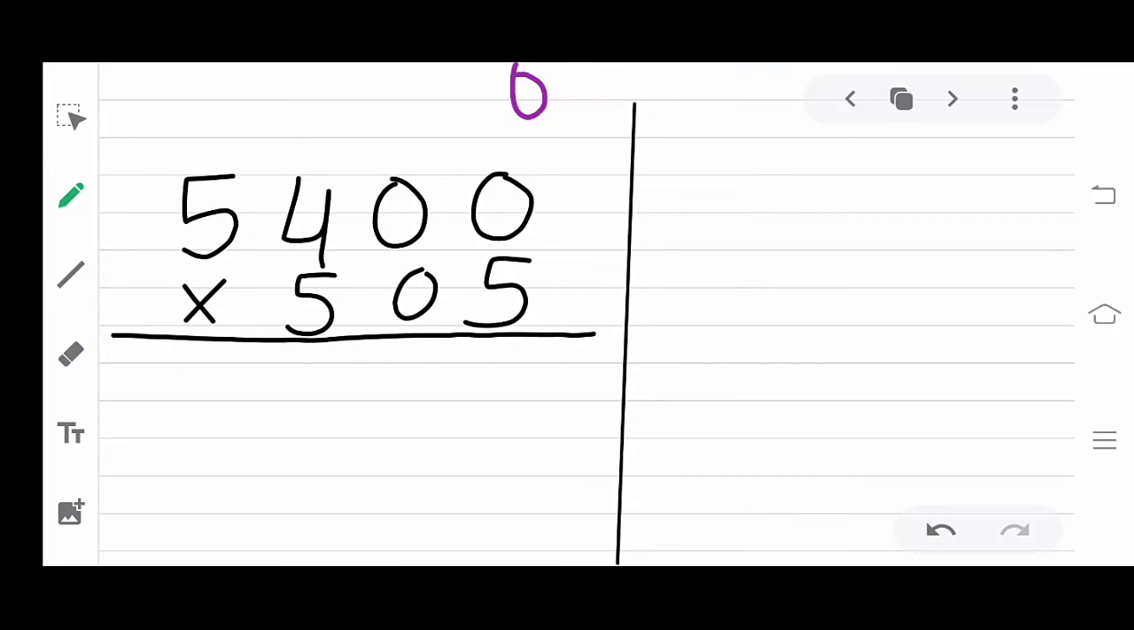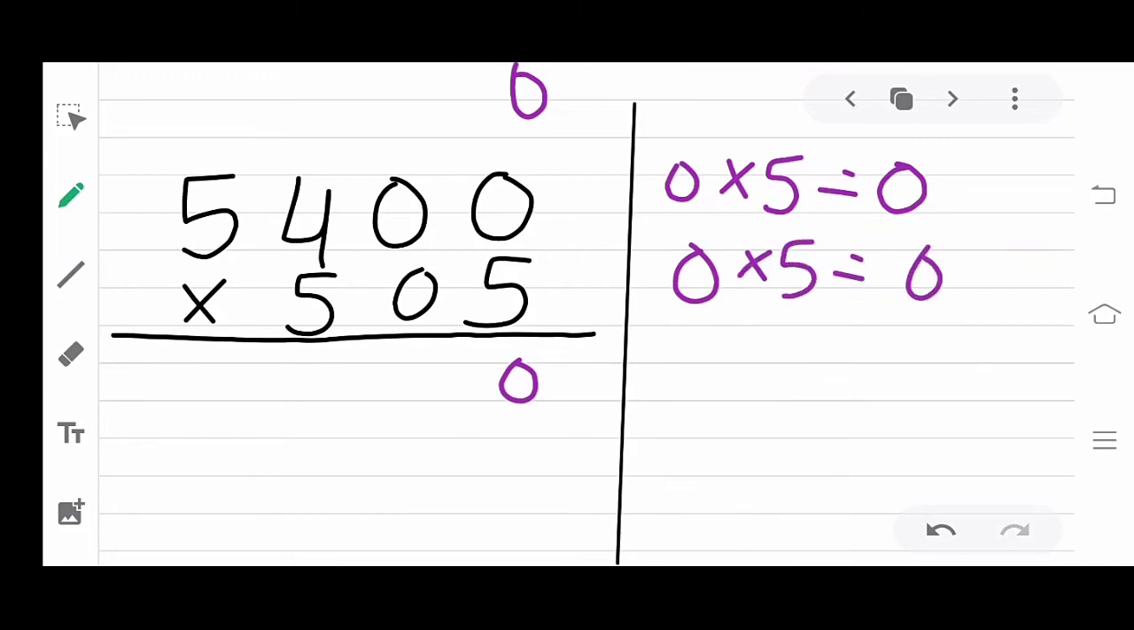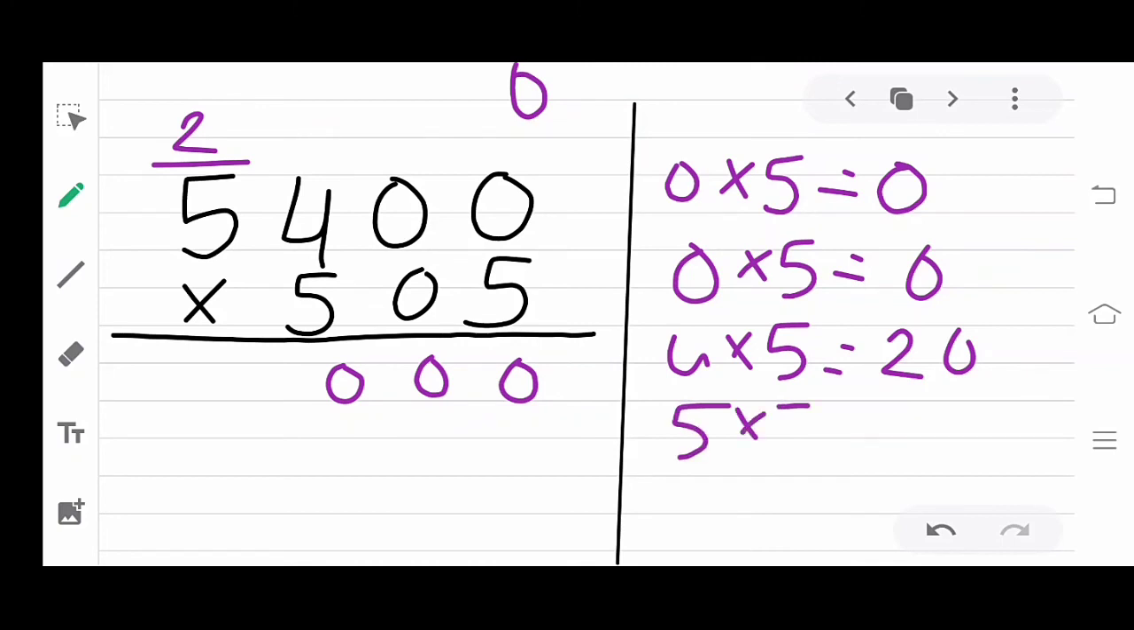So 0 into 5. In our properties, we learn about whenever you multiply 0 with any number, we got 0. So 0 into again 5, 0. 4 into 5, 20. So 0 and 2. 5 5s are 25 plus 2, 27.